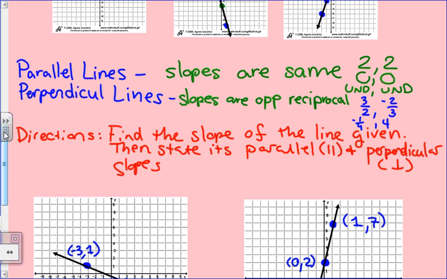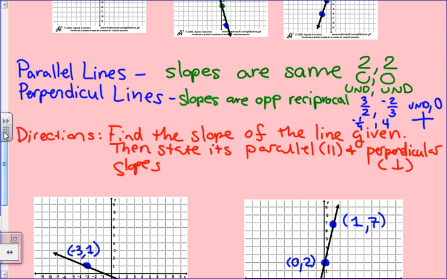4 over 1, you just say 4. Now here's one you really have to think about. Undefined. What's going to be perpendicular to a vertical line? A horizontal line, which is 0. So undefined and 0 go together. And if you think about that, if you flip over the 0, what's 1 over 0? Undefined.